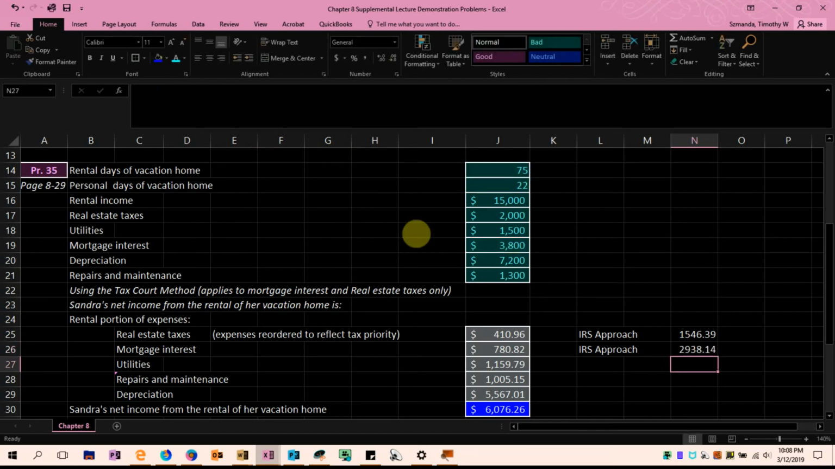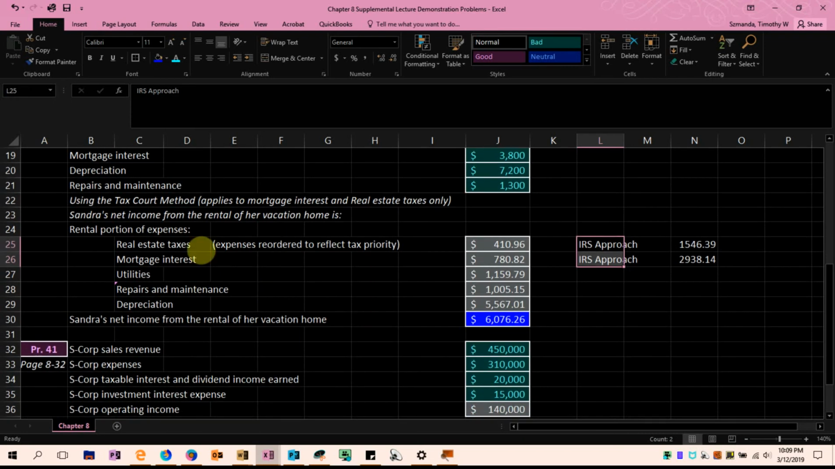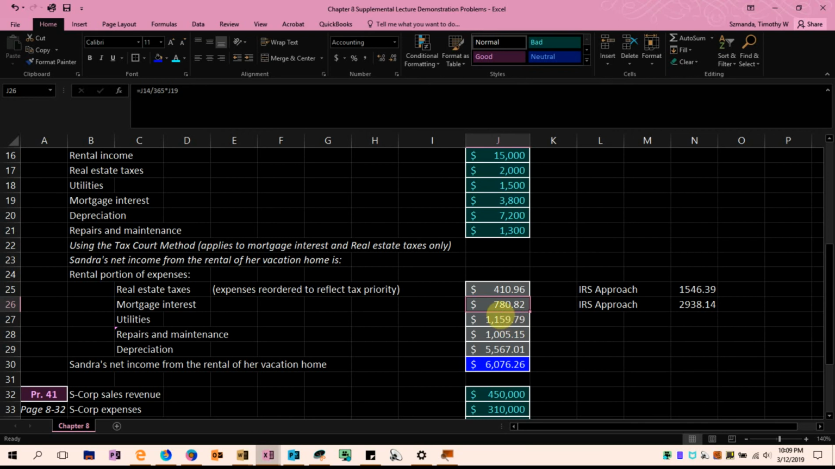And that's the allocation of the 3,800 utility using the IRS approach. Now, the problem asks, as we said, for the tax court approach. So in this case, I'll just write here so we know that we're not using the IRS approach. It's just for comparative purposes.